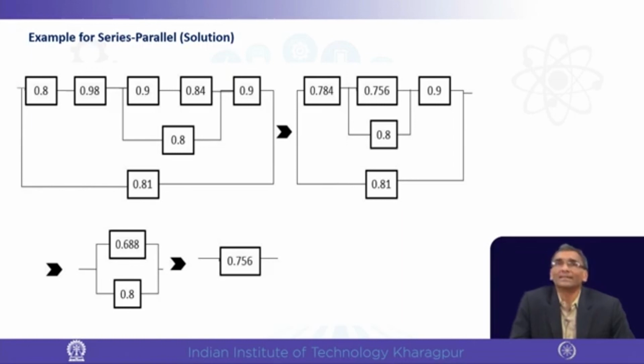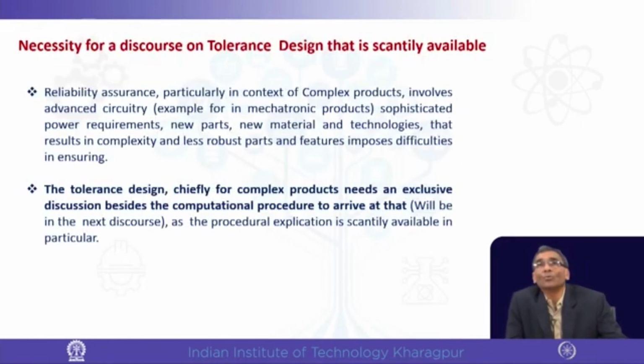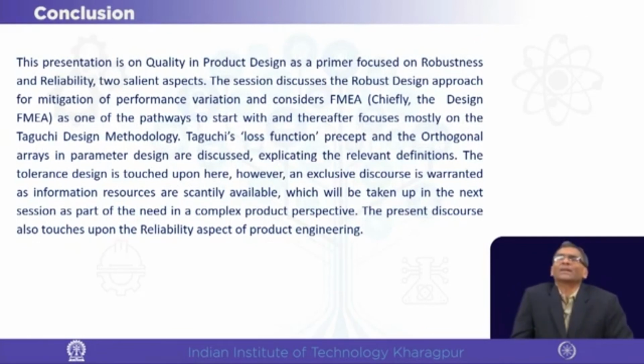So, here we close today's discussion on this part, but I would also point out that some discussions are necessary for tolerance design, which is very important, and we will take up a new discourse for this, and for reliability assurance, particularly for mechatronics complex products. These are very important, so it will be dealt with in the complex products context. Here we have discussed the various aspects of robust design and reliability involving FMEA and Taguchi's loss function, how it works, and presents the discourse in product engineering.